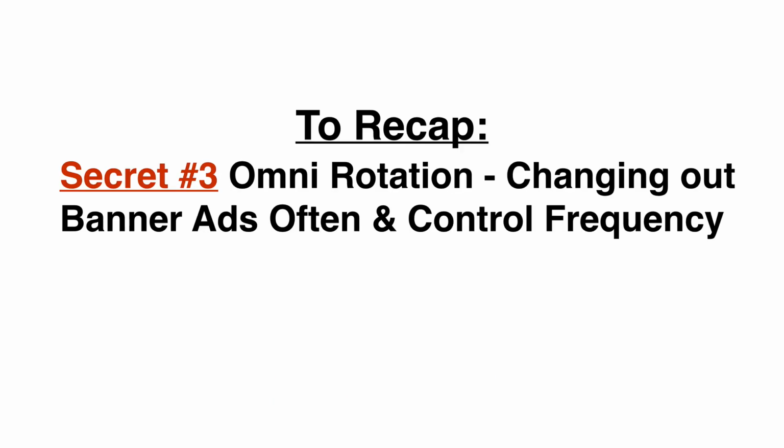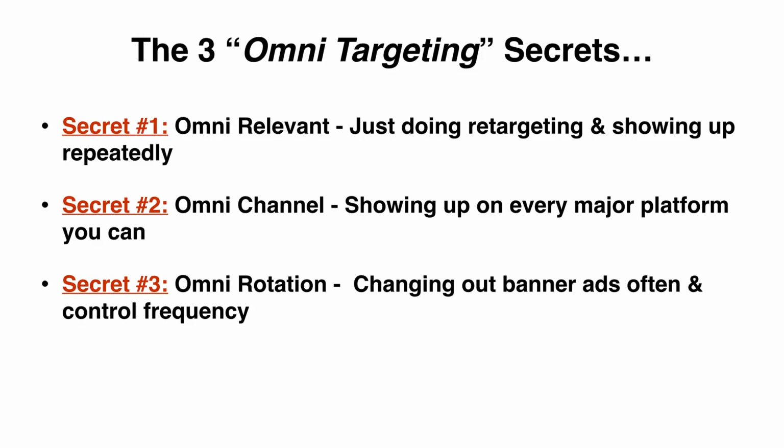So to recap, guys, omni-rotation is about changing out banner ads often and controlling frequency so that we can do the best job possible in converting as many prospects as we can into paying customers. So that is secret number 3. So again, secret number 1 is being omni-relevant. So just doing retargeting and showing up repeatedly.